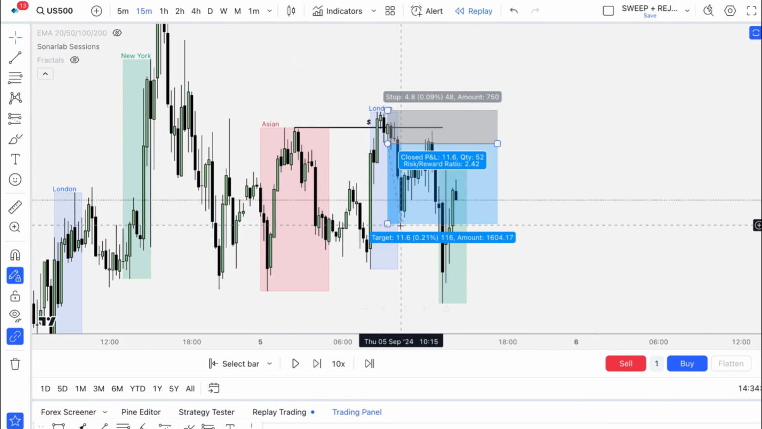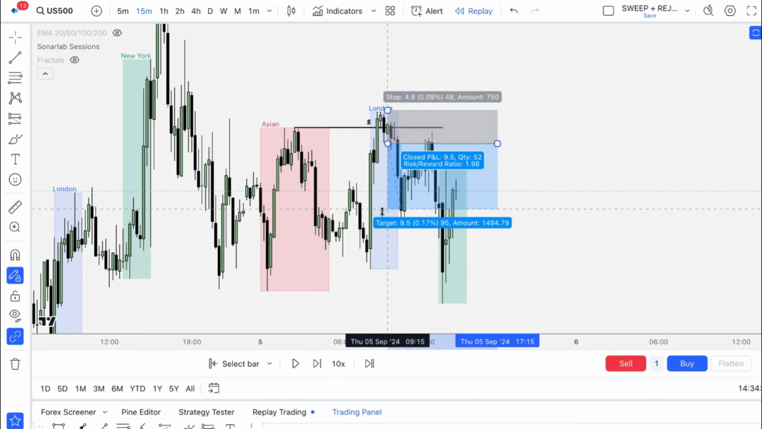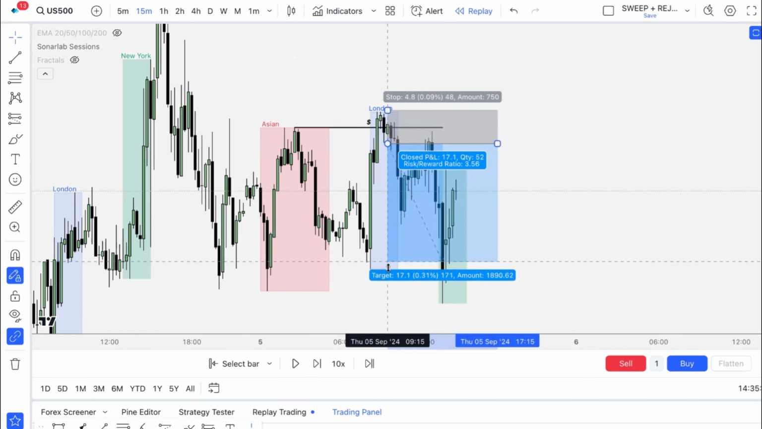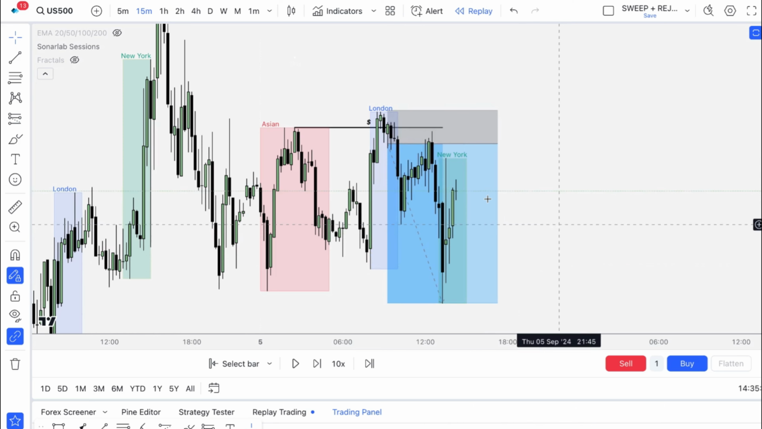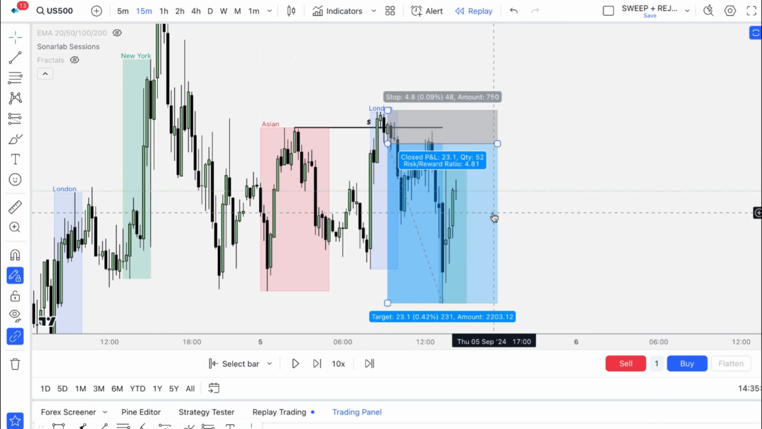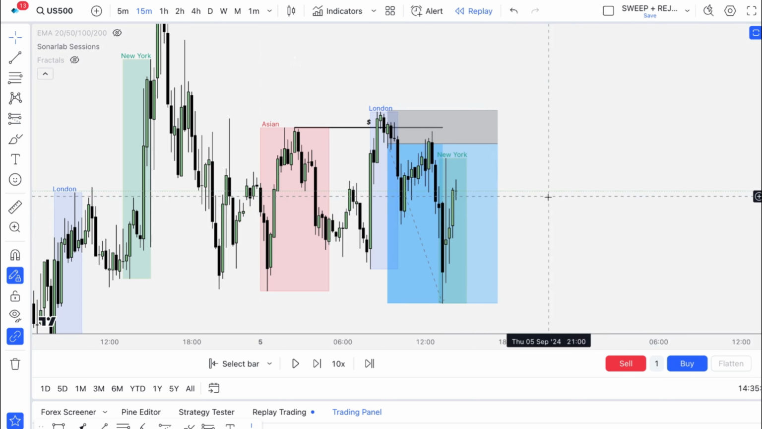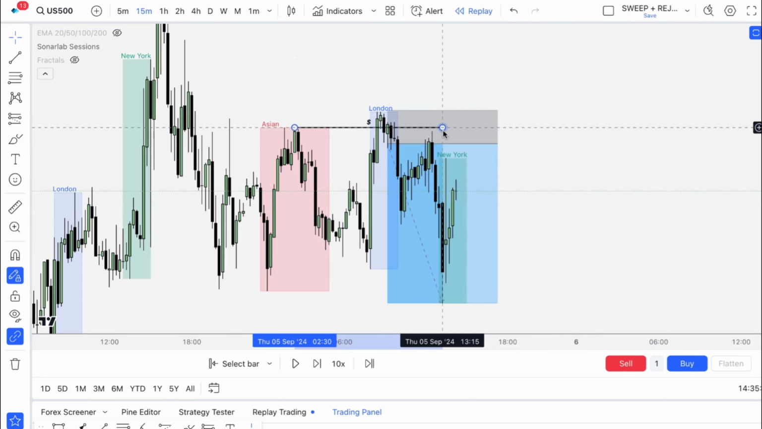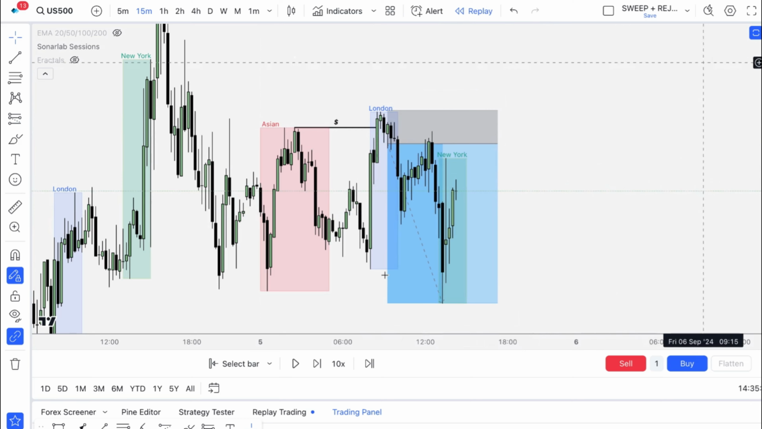You can see during the London session, this trade did hit take profit for a 1 to 2, and then we actually got further continuation within the New York session, and this trade did end up hitting around a 1 to 4.8 risk to reward. So this is a short example using the ICT Judas swing.